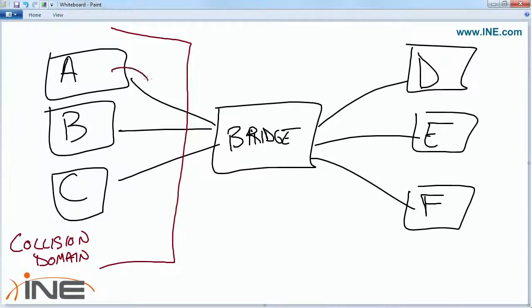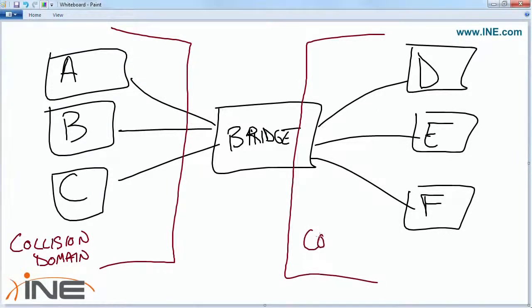So before A actually sends a packet onto the wire, it has to listen to see if B or C are sending at the same time. So only once it hears that no one else is sending traffic, then it can actually send the signal out. Same is going to be true on the other side, where D, E, and F are going to make up a second collision domain.